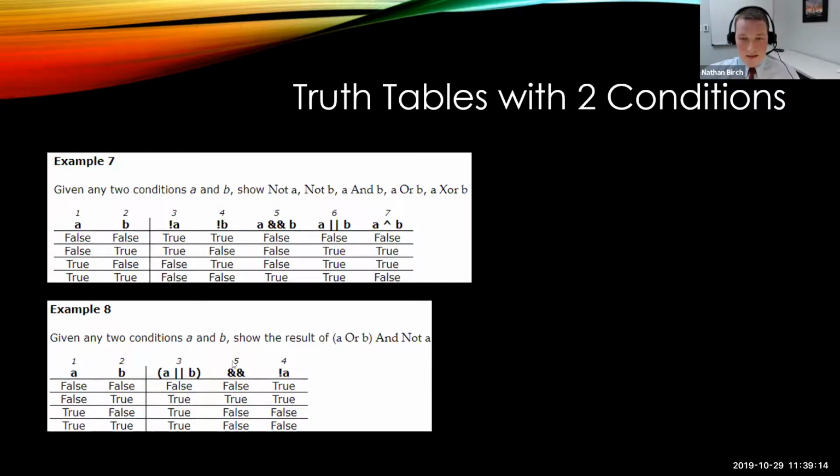So not A is just the exact opposite of column 1. And then for column 5, I'm saying where column 3 and column 4. So column 3 has trues on the second, third, and fourth rows. Column 4 has trues for the first and second rows. So if inside an if statement I had A or B and not A, it would only equate to true in this scenario if A was false and B was true.